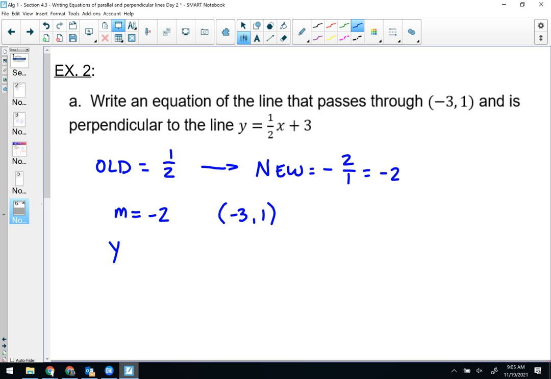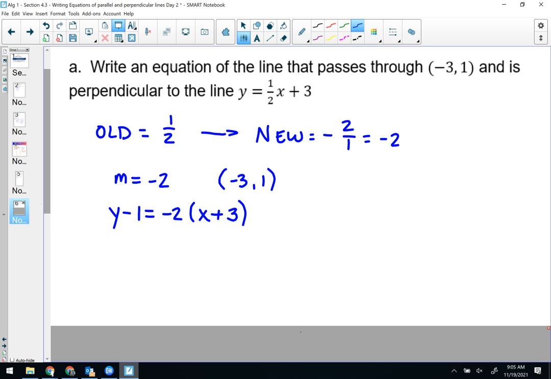y minus y1 is equal to m times (x minus x1). So y minus 1 is equal to -2 times (x plus 3). Catch the plus sign there. It would be minus a -3, so it's a plus 3. So it's always the last coordinate that goes first, because it's y minus y equals m times (x minus x).